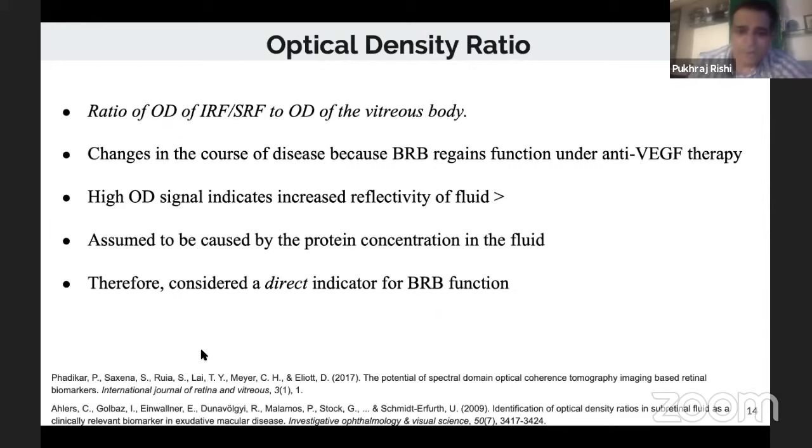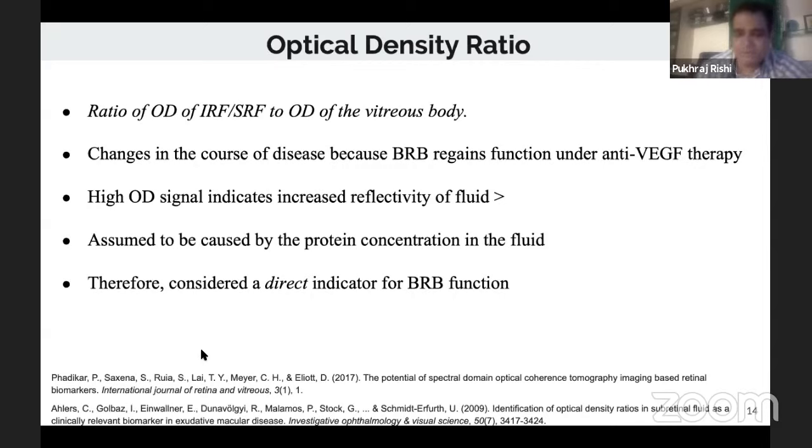So the optical density ratio, which is associated with intraretinal cystoid spaces, can be analyzed by having a ratio of the optical density of the fluid within the cystoid spaces and comparing it to the optical density of the vitreous body. So this optical density derives its value from the proteinaceous content within the cystoid spaces. And hence, this sign is considered a direct indicator of the integrity of the blood-retinal barrier, because this is very often seen in diabetic macular edema.